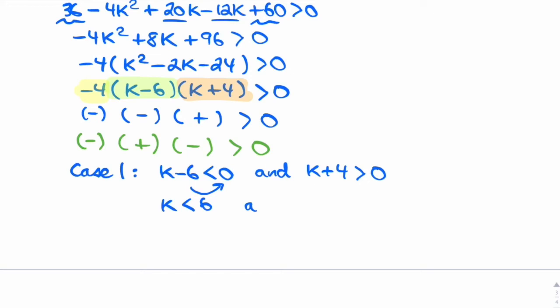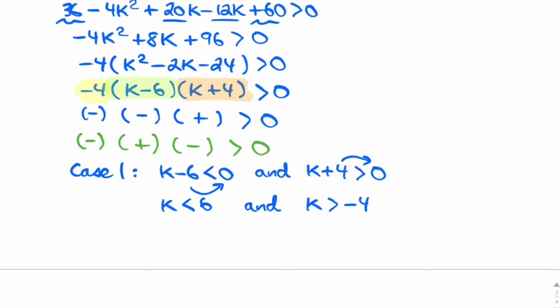And if you do the same thing for the other one, you get that k has to be greater than negative 4. We're just moving the number to the other side of the greater than sign. You treat it exactly like an equal to sign, which is why it flips signs. So for case number 1, we showed that k has to be less than 6 and greater than negative 4.